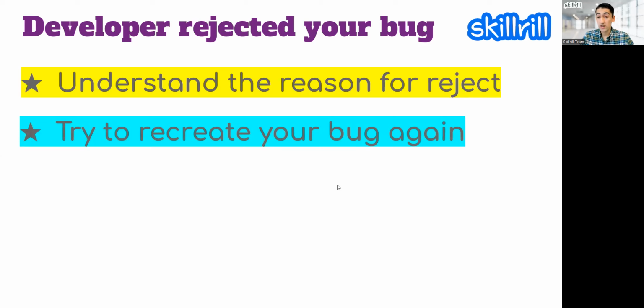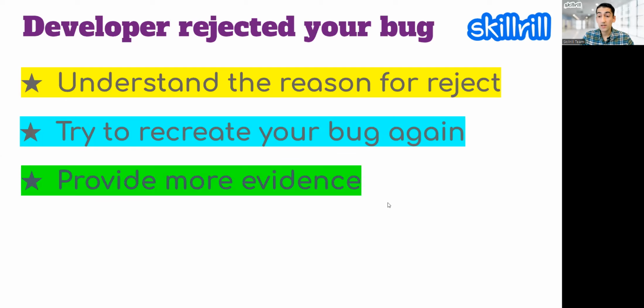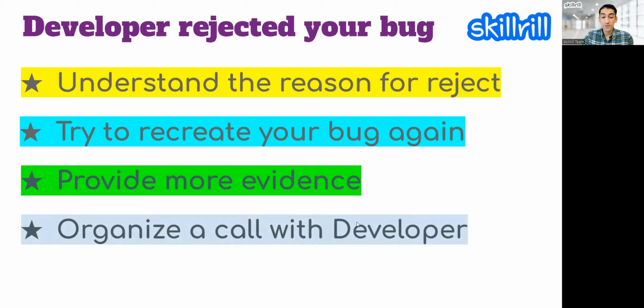If the reason was they can't recreate your bug or they can't see it in the development environment, then why don't you go ahead and recreate it? Try to reproduce the bug again in the QA environment. Now, as part of the bootcamp, we'll talk about environments for sure in more detail. It's better to provide more evidence, more information, with additional screenshots and additional steps and which test users you have used.